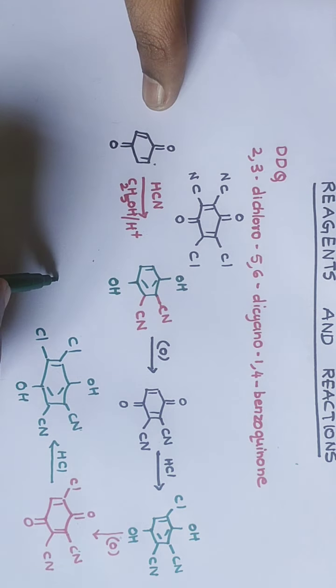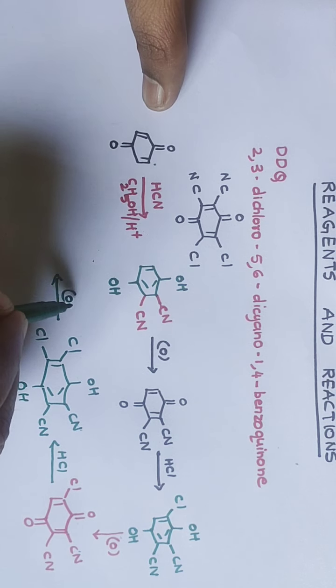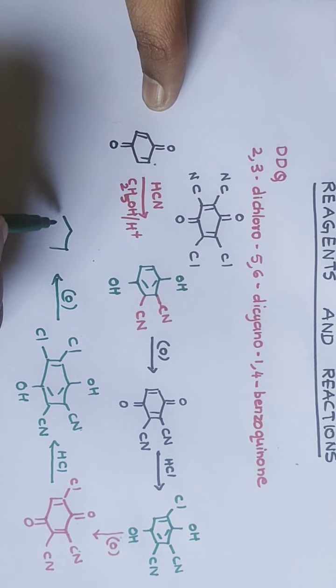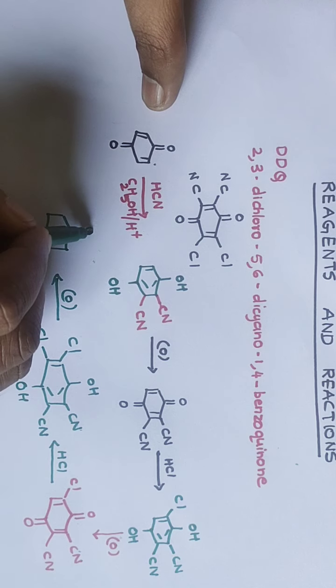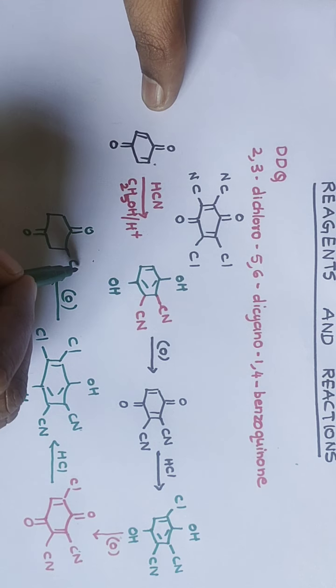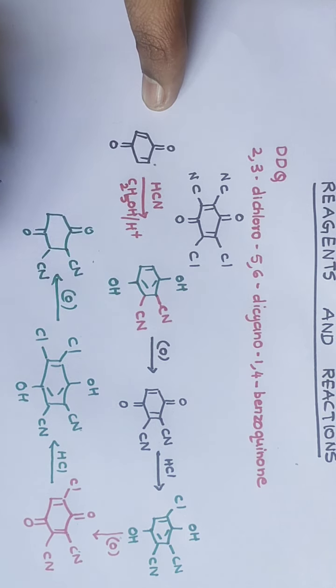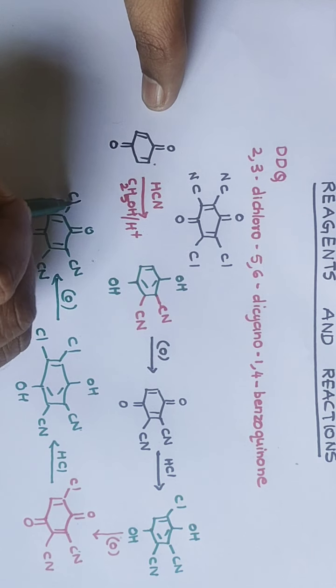Then what do we want? We want back the quinone structure. Again it is subjected to oxidation. What happens? Double bond O, CN, CN. This is what is done.